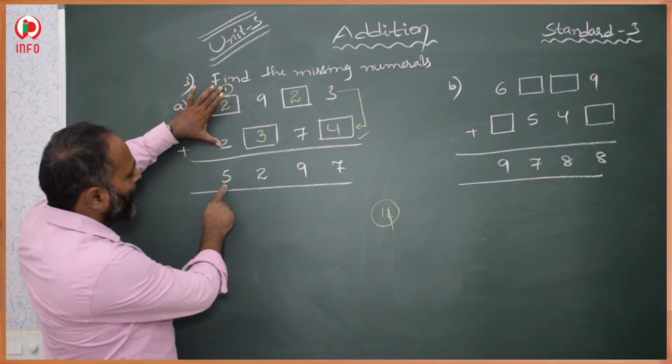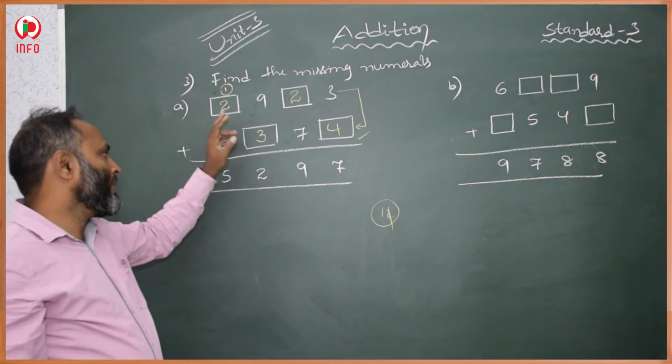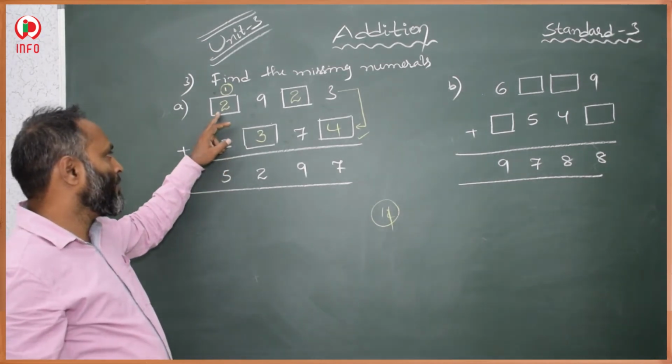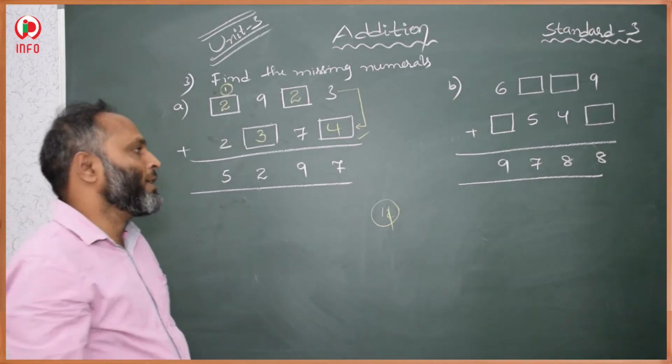For getting 5, more 2, so we should add to get 5. So here we should get 2. So the answer is 2 plus 2, 4. 4 plus 1, 5. This is the solution. The next question.